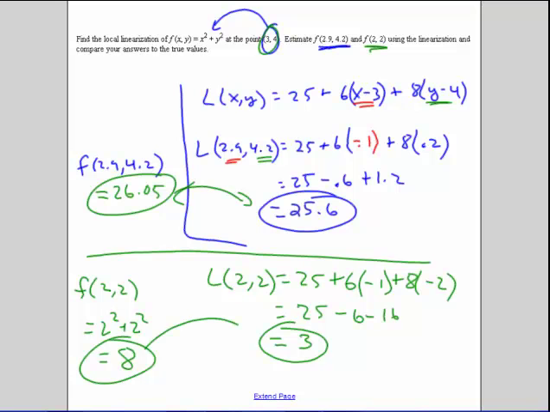So as we get further away from the point at which we did our local linearization, our L of (x, y), our local linearization around that point, becomes less and less accurate. It's only accurate for values of x and y that are close to our given values.